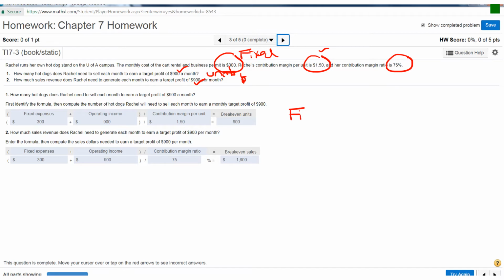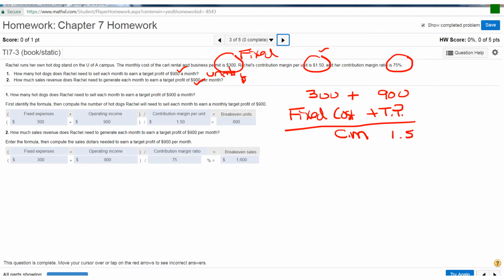So it's essentially the same formula. You take your fixed cost and you add your targeted profit and then divide by your contribution margin per unit. So your fixed cost being 300, your targeted profit being 900, divide that by $1.50, and that's going to give you 800 units.